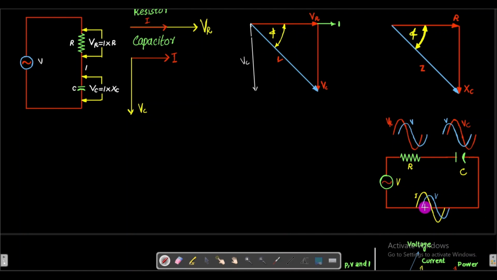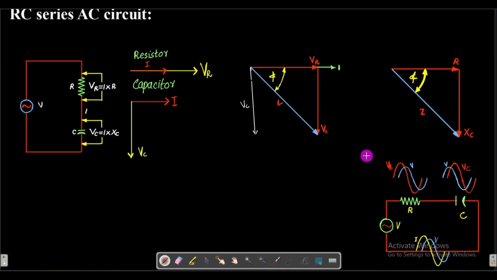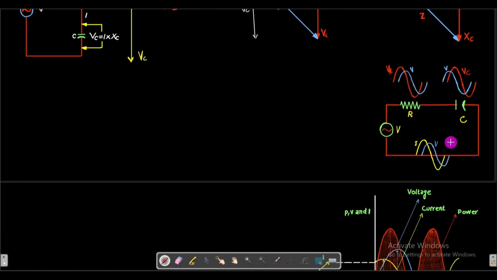Okay, and here this current I will lead this total voltage V. So that explanation is also given by this diagram. Here we have that current I, which is common for both the capacitor and resistor. This current I is leading this voltage V by angle phi. So we have that same scenario here.